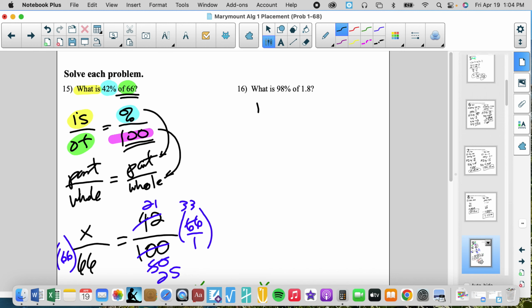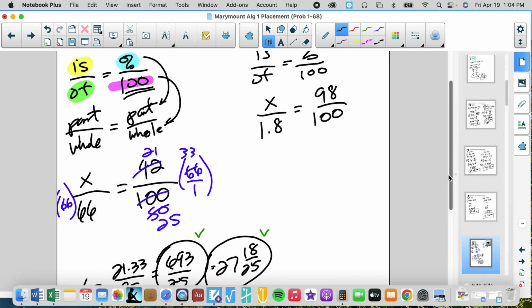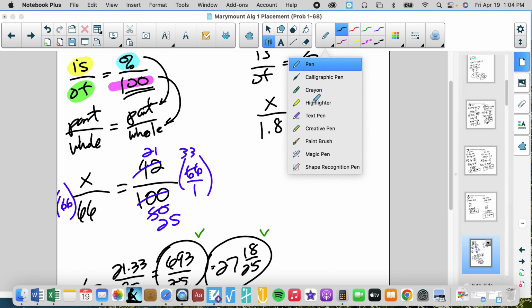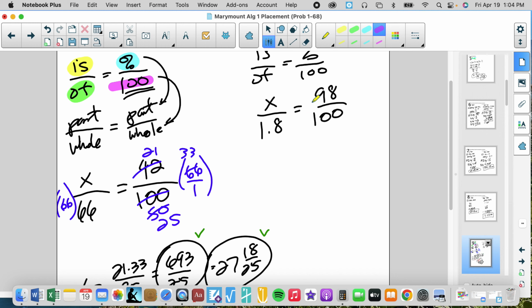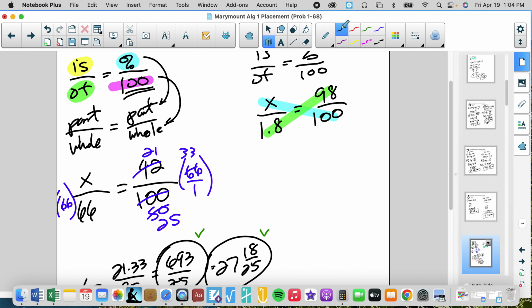Is over of equals percent over 100. So what is 98% of 1.8? It's 98% over 100. We can cross product or we can multiply. I'll show you the cross product way, because I would multiply both sides by 1.8, but the cross product is just this, much like we did earlier in this video.